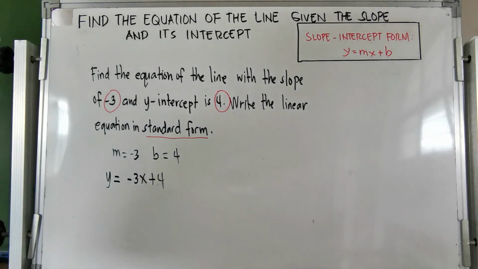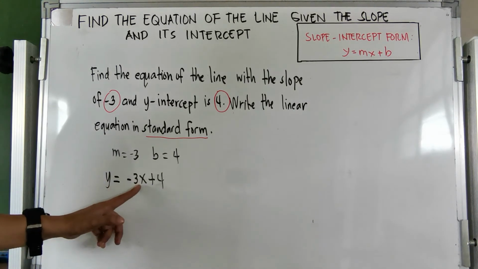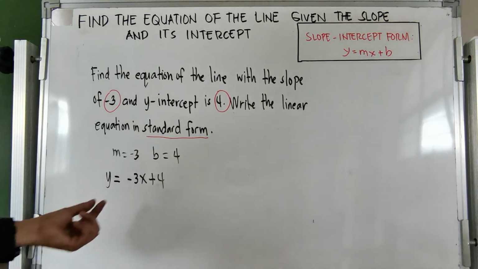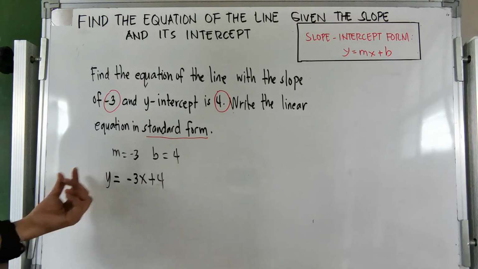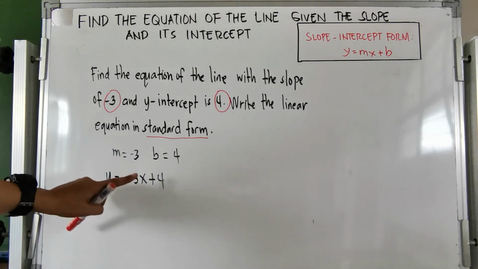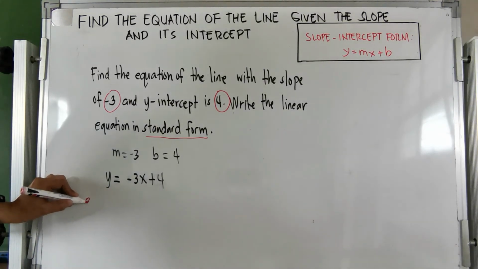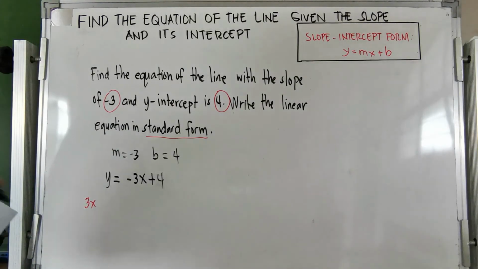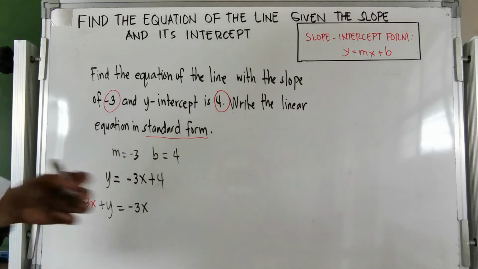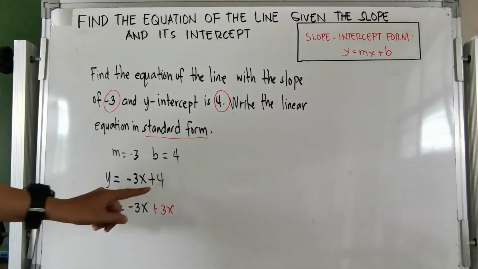So, during our previous lesson, if we need to write this one in standard form, all we have to do is to remove this negative 3x on the right side by adding the additive inverse of negative 3x to both sides of our equation. Ibig sabihin, if we have negative 3x, its additive inverse is positive 3x. So, i-add natin sa magkabilang side, we have 3x plus y is equal to negative 3x. Then, kung anong in-add natin dito, i-add din natin sa kabila. Plus 3x.